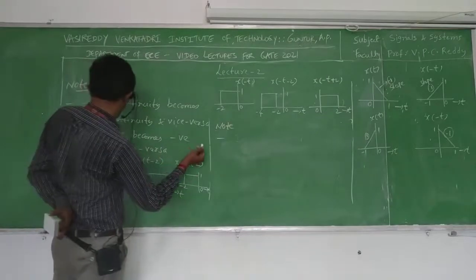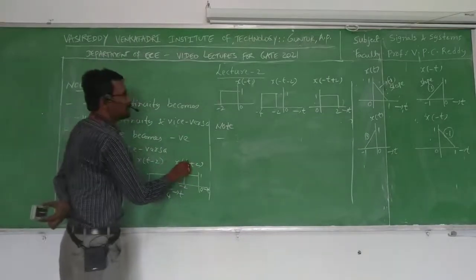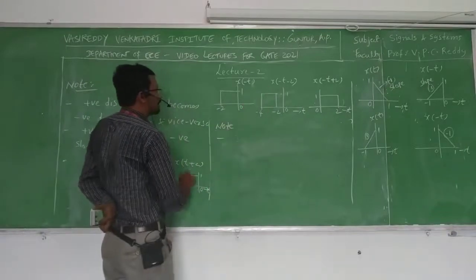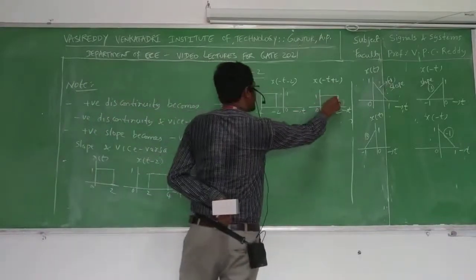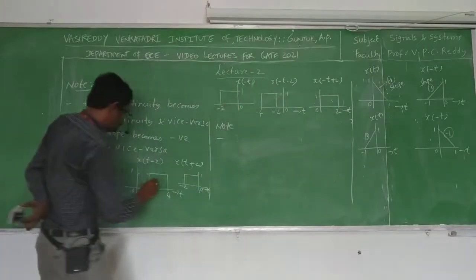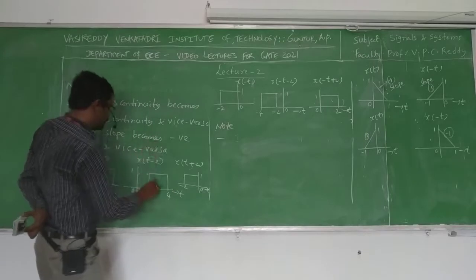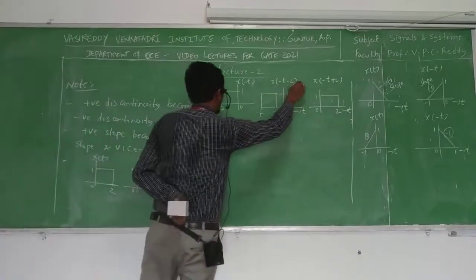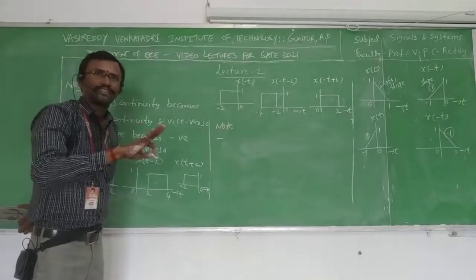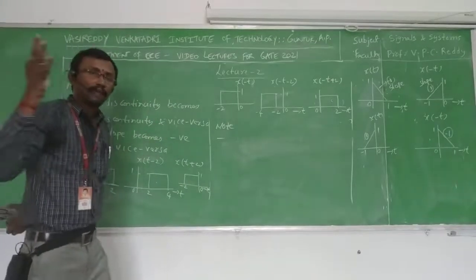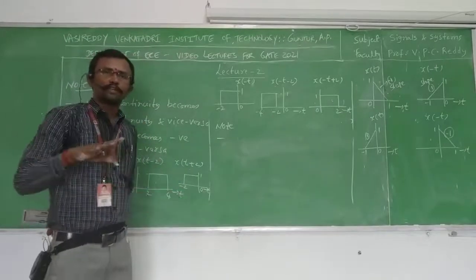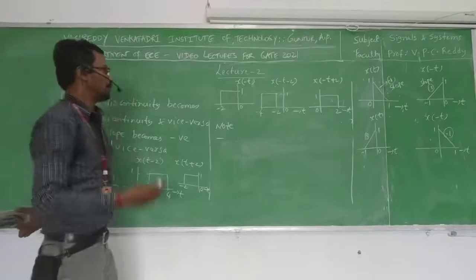Okay, fine. This is x of t plus 2. What happens to this one? This is moving towards left. This is moving towards right. So what about the other one? This is x of t minus 2, or this is x of minus t minus 2. So here what you have to observe is, if the original signal is delayed, then time reverse will be advanced. If the original signal is advanced, then time reverse will be delayed. This is the note point here.